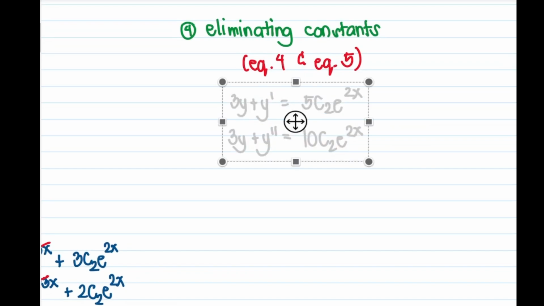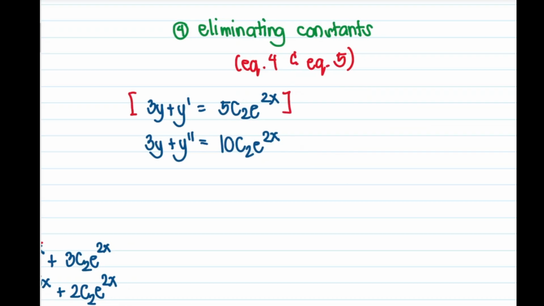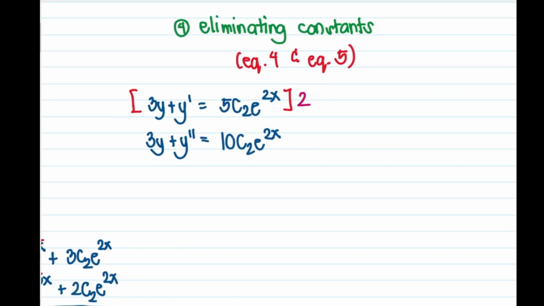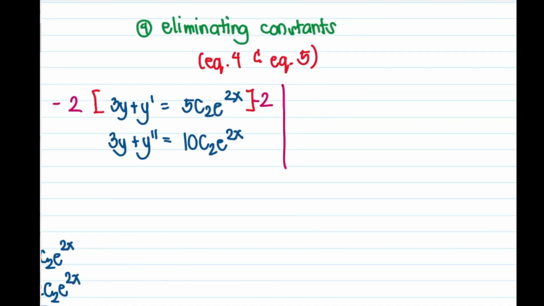Okay, so let's see what we can eliminate here. So I think we can multiply this equation by negative 2 to eliminate the constant. Okay? So simplifying, we have negative 6y minus 2y prime equivalent to negative 10c2. Do not forget the sign. So negative 10c2 e raised to 2x.